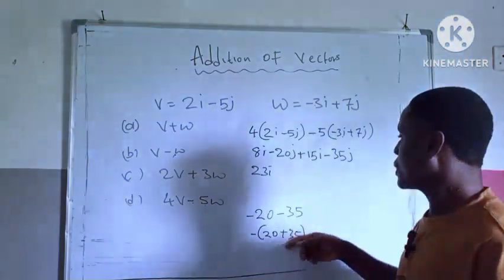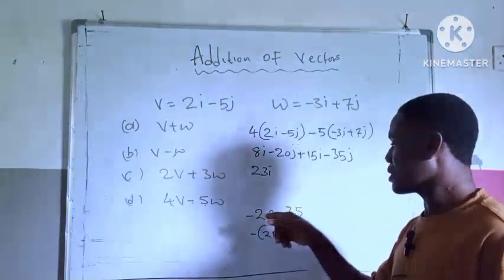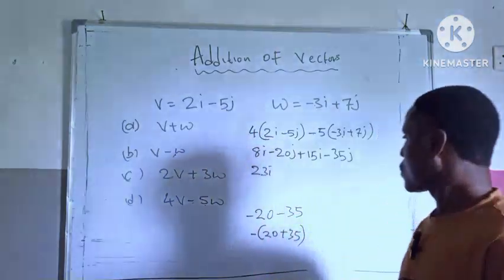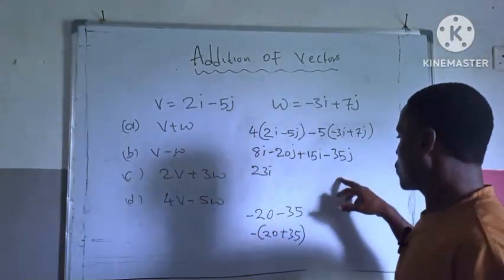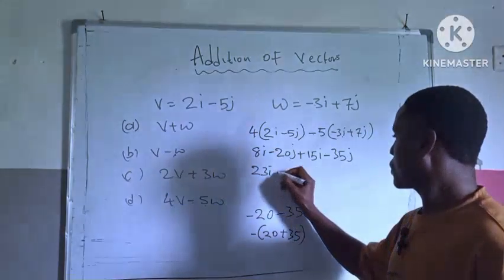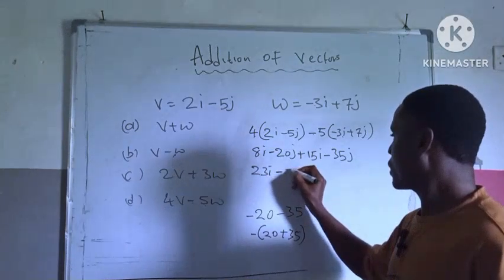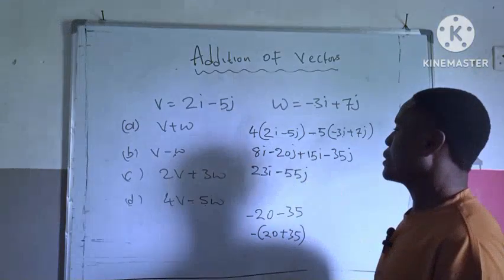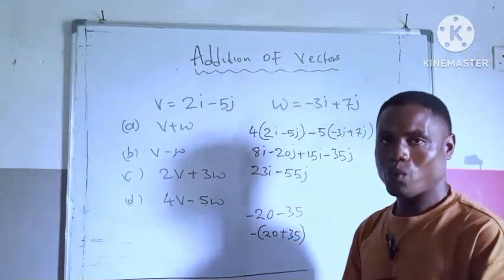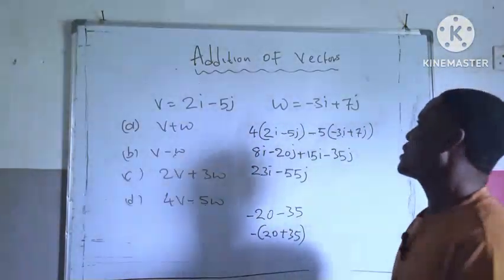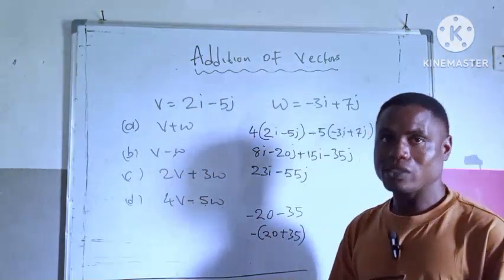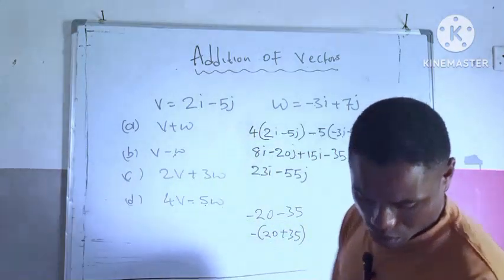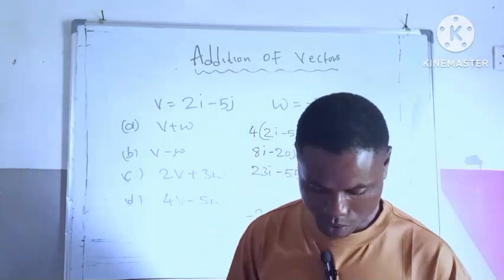Are you getting it? So this is a procedure. Anywhere you see minus this, just use this method. So it's minus 55, right? Minus 55j. Okay, so this is the answer to the last one. This is everything you need to know under addition of vectors. Are you getting it? So please take notes. Okay, let's deal with other stuff if we have.